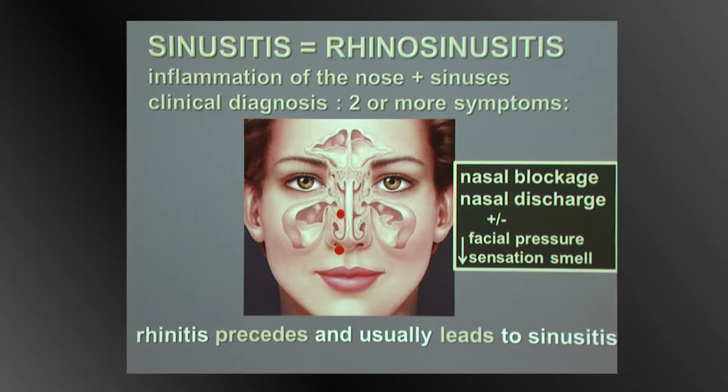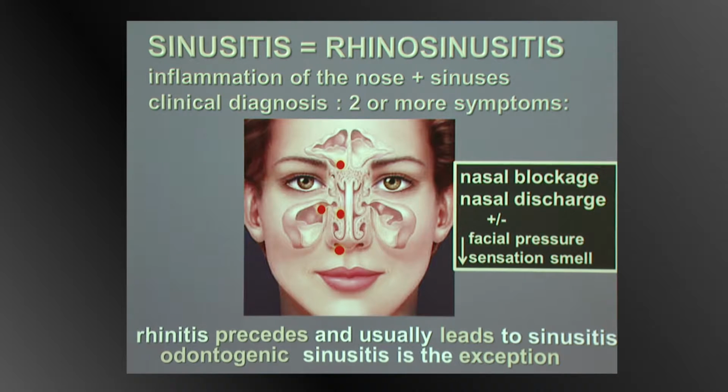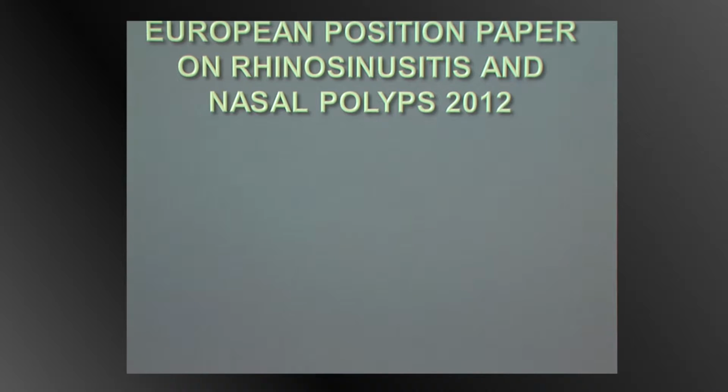So rhinitis usually precedes and leads to sinusitis. And you can see involvement of the nose, frontal, ethmoid and maxillary sinuses. But the exception being dental causes of sinusitis, when the nose doesn't have to be involved.